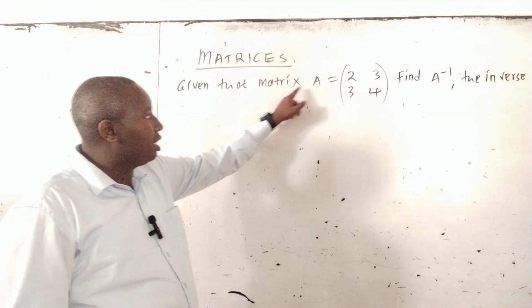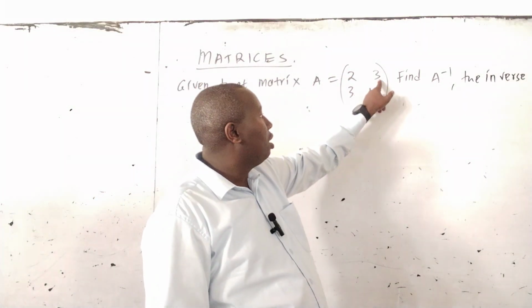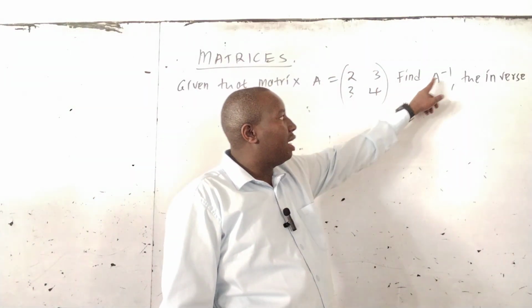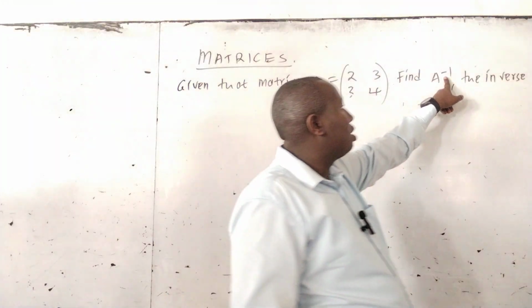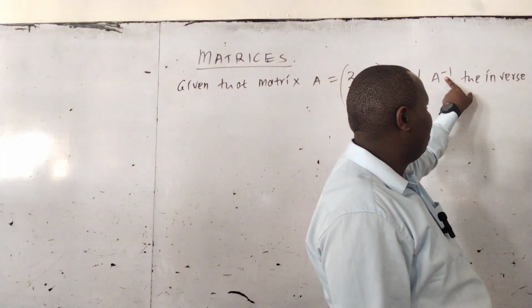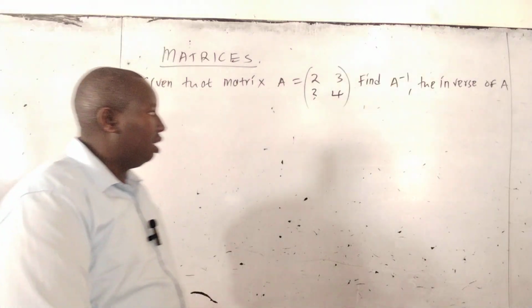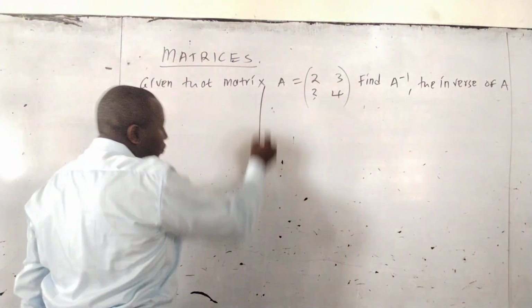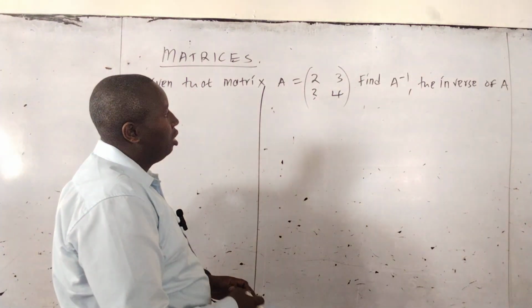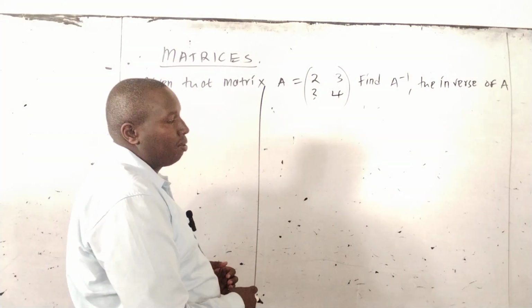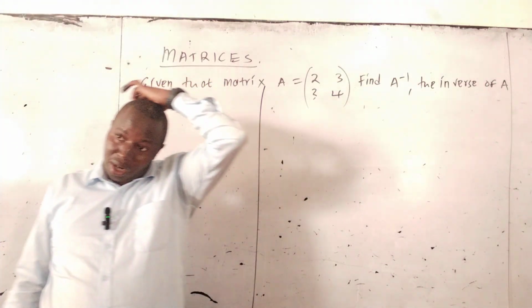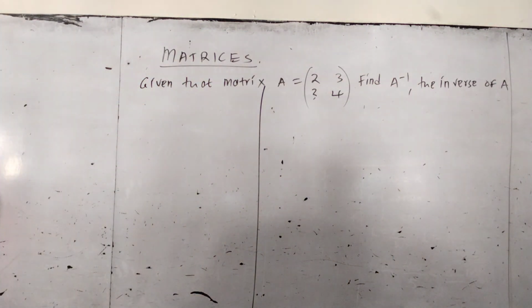Given that the matrix A is 2, 3, 3, 4, find A inverse. A to the power negative 1 means A inverse. Find the inverse of A. So let's see what you're supposed to do to get the inverse. When you are working out the inverse of a matrix, step number 1 is to find the determinant of the matrix.